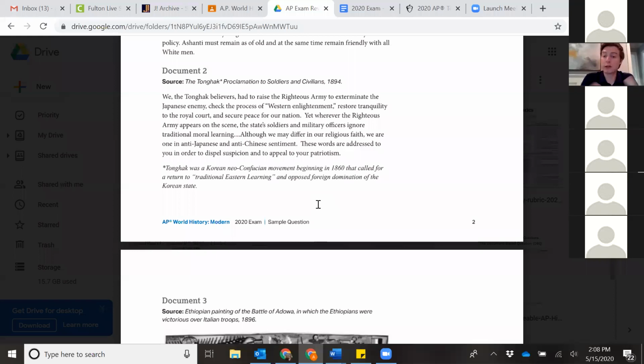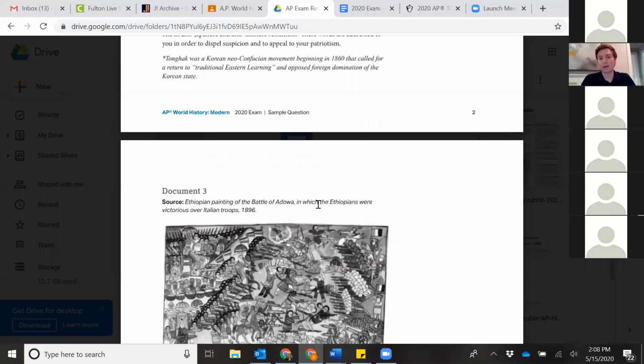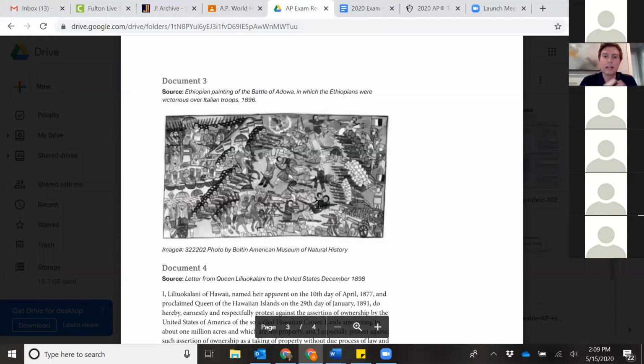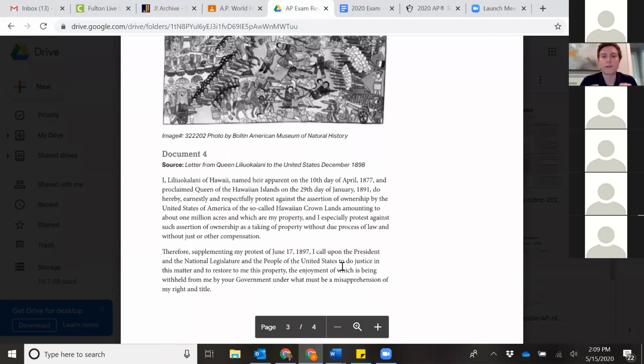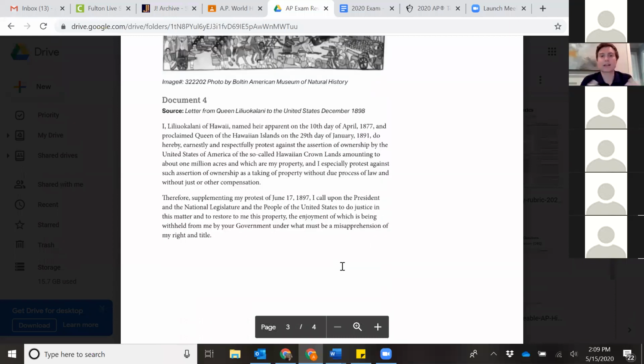For document 3, we saw this one during our month of practice. So document 3, I wrote Ethiopians get weapons to fight off Europeans. For document 4, I said Queen of Hawaii is nice and polite, talking to the president, trying to resist imperialism.